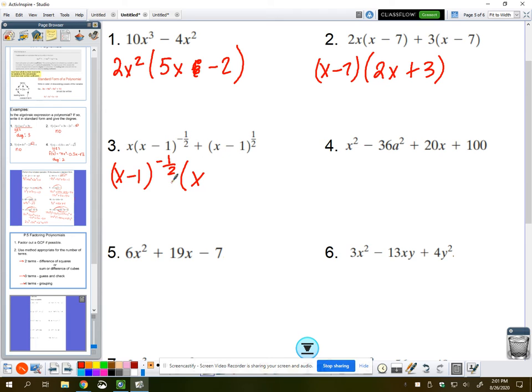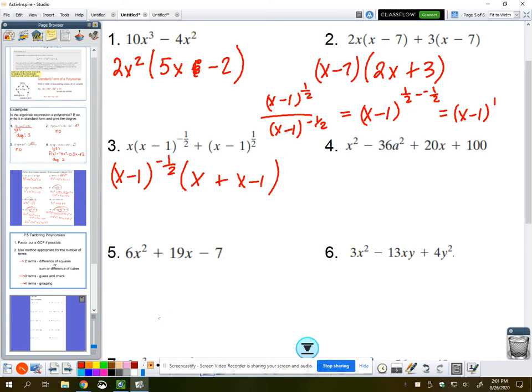If I take this term and I divide by this, then you're saying that you're taking this, dividing by this. So you're going to get x minus 1, and you're going to have to do 1/2 minus negative 1/2 to get your exponent. So that's 1/2 plus 1/2, which is 1. So you just have x minus 1, like in parentheses if it makes you feel better. But those parentheses don't really serve a purpose. So I'm going to call it 2x minus 1.